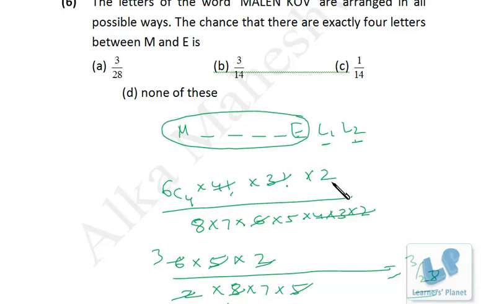So good problem. Good number of concepts are involved in a single problem. So the probability is 3 by 28, right? If you forget this 2, you'll be getting a wrong answer. So be very careful about it, right? Most of the students make this mistake only. Okay.